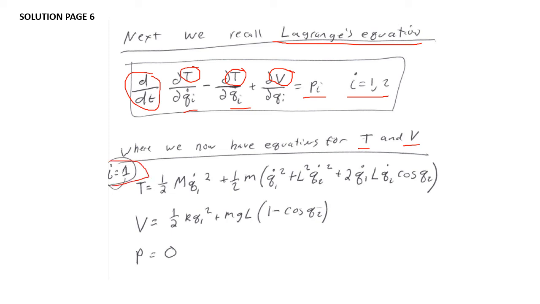So for i equals 1, our kinetic energy T is equal to 1/2 m q1 dot squared plus 1/2 m times q1 dot squared plus our L squared q2 dot squared plus 2 q1 dot L q2 dot times the cosine of q2. So that's for our T, our kinetic energy. Now for our potential energy V, we have 1/2 k q1 squared plus mgl times 1 minus the cosine of q2, and our P is equal to 0.